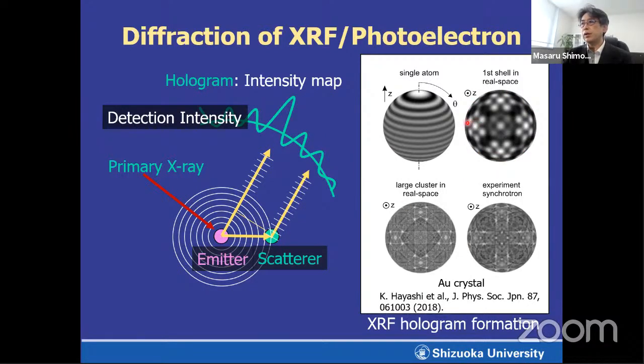But now here, only the nearest neighbor atoms are considered. If we assume a very large cluster, then we will obtain a very complicated hologram pattern like this one. And this is the case of a gold crystal, a simulated pattern. And this one is the experimental pattern obtained by using the synchrotron. Like this, we can obtain the crystal information near the emitter.